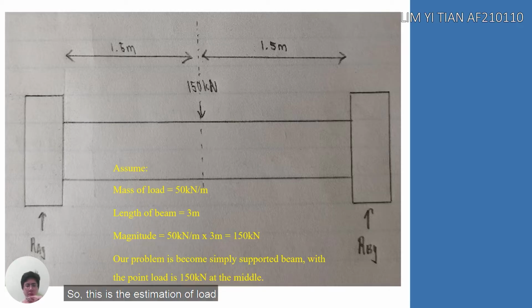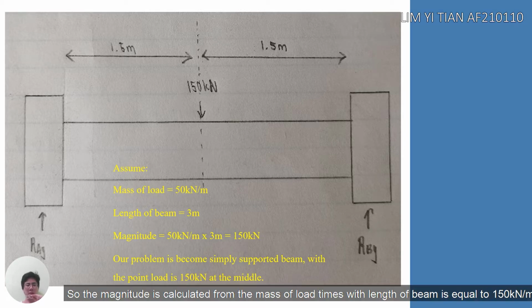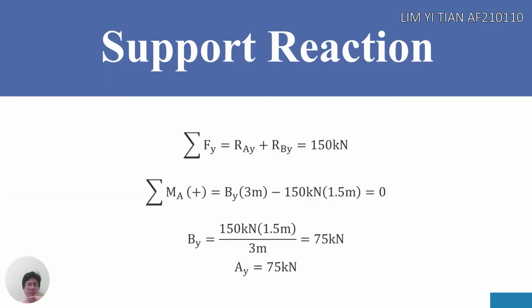So this is the estimation of load. So we assume the mass of load is 50 kN per meter and the length of beam is 3 meter. So the magnitude is equal to mass of load times the length of beam is equal to 150 kN. So our problem becomes simply a beam with the point load of 150 kN at the middle.